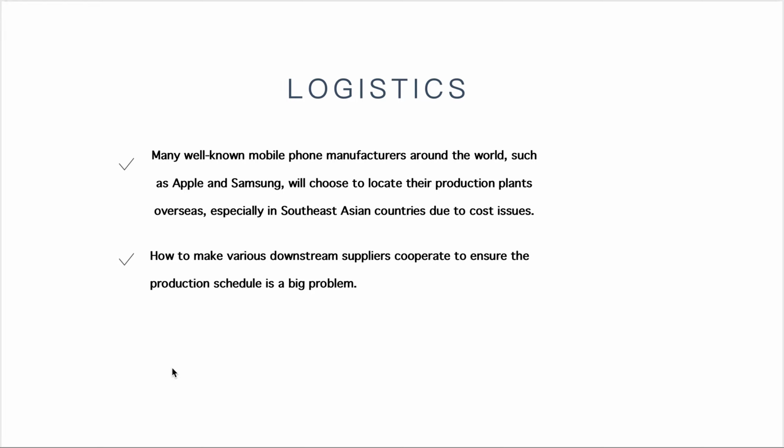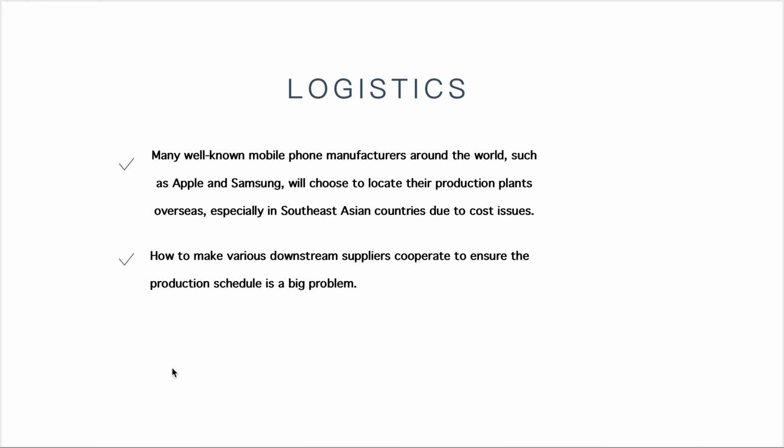Another issue worthy of attention in the production process is where the mobile phone is produced. Many well-known mobile phone manufacturers around the world, such as Apple and Samsung, will choose to locate their production plants overseas, especially in Southeast Asian countries, due to the cost problem. And the main production bases of the Samsung brand are in China, Vietnam, India, Indonesia, Brazil, and other countries.